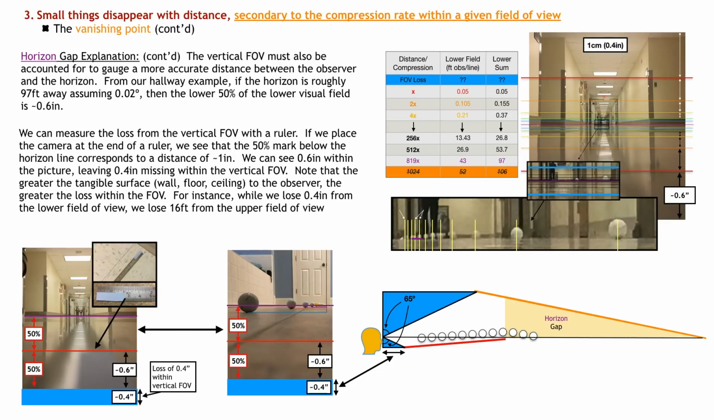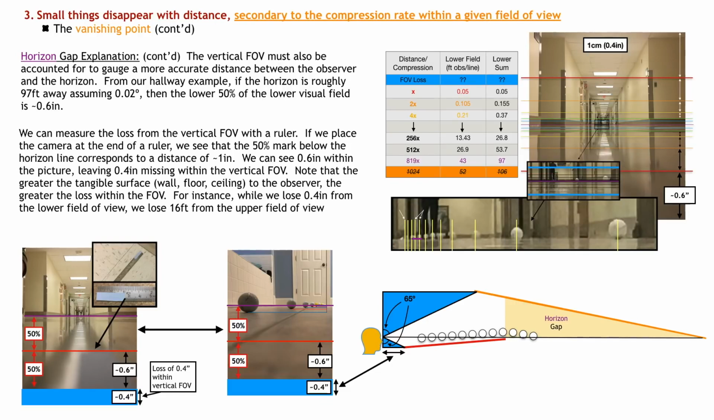And you can see within this frame that the red line corresponds to where the end of the paper was. And we know that the end of the paper was at 1 inch. And so we can extrapolate from the amount of paper that is visible within the field that roughly 2/3 of the paper is visible, and we're missing about 1/3 of that paper. And so it comes out to roughly 0.6 of an inch and roughly 0.4 of an inch. So we've lost 0.4 of an inch within the vertical field of view of that lower visual field.